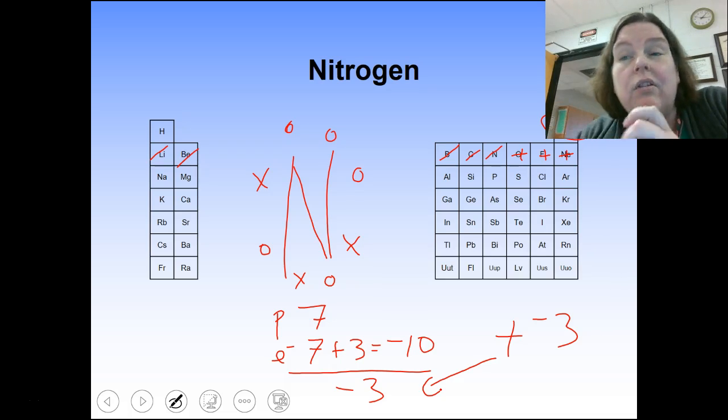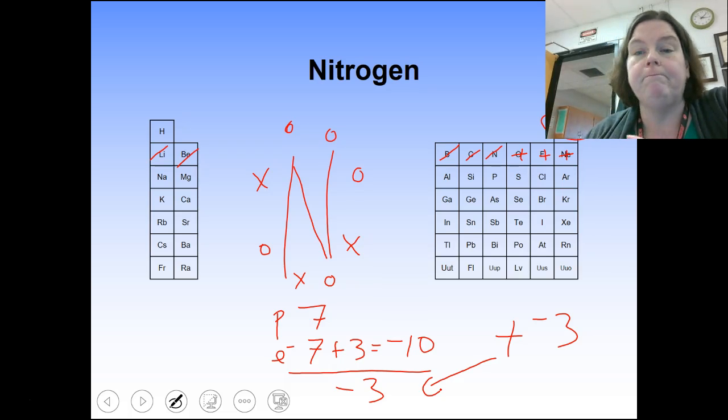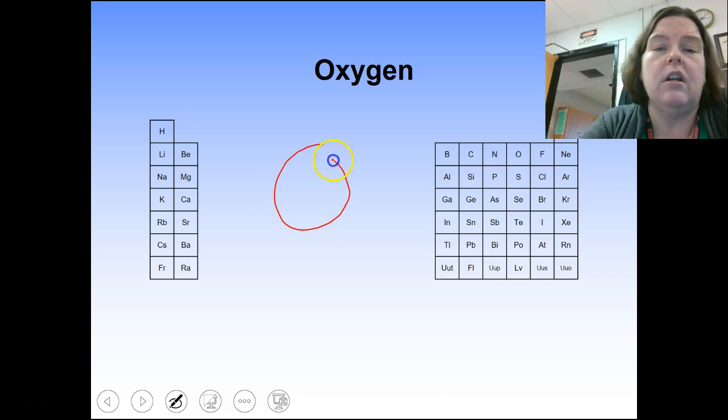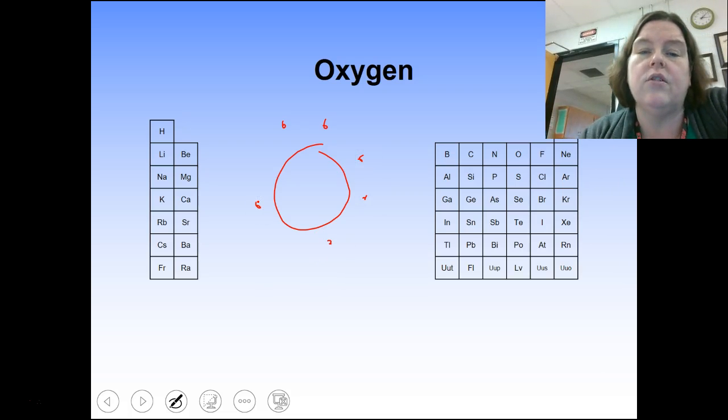So think about it differently. You can't think math, because if you think math, it'll mess you up in the head. Okay? That's nitrogen. Oxygen comes along. Oxygen has this dot structure. There's the dot structure of oxygen.